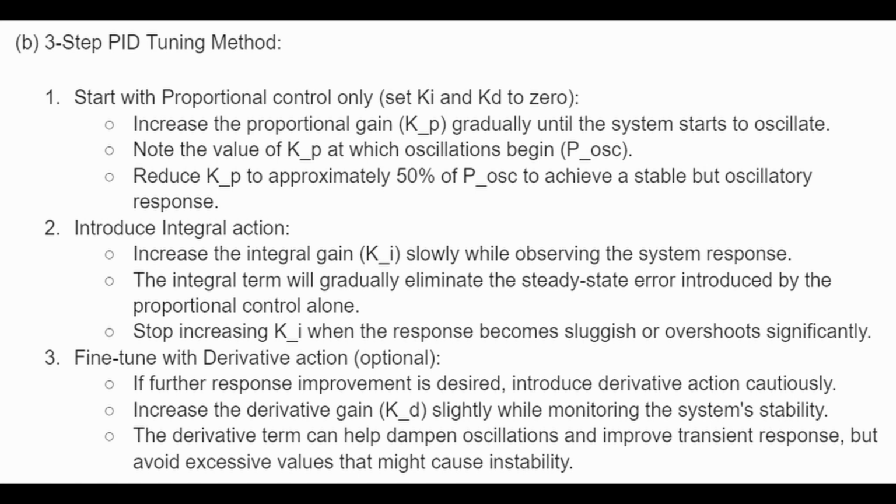3. Fine-tune with derivative action, optional. If further response improvement is desired, introduce derivative action cautiously. Increase the derivative gain, Kd, slightly while monitoring the system's stability. The derivative term can help dampen oscillations and improve transient response, but avoid excessive values that might cause instability.